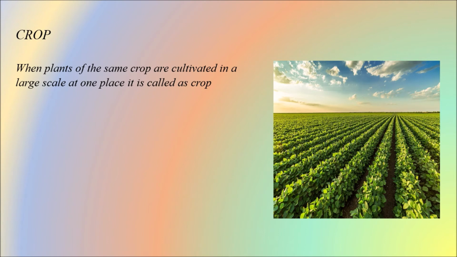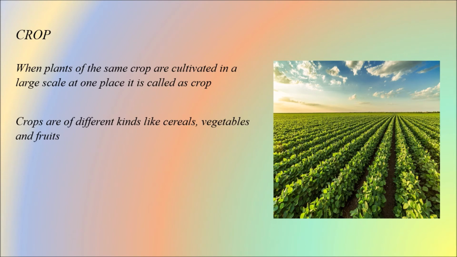What is a crop? How do we define a crop? When plants of the same kind are cultivated on a large scale at one place, it is called a crop. So a crop is a large area where a similar type or the same plant is cultivated in large numbers. Crops are of different kinds: cereals, vegetables, and fruits. So we can categorize crops into three major sectors: cereals, vegetables, and fruits.